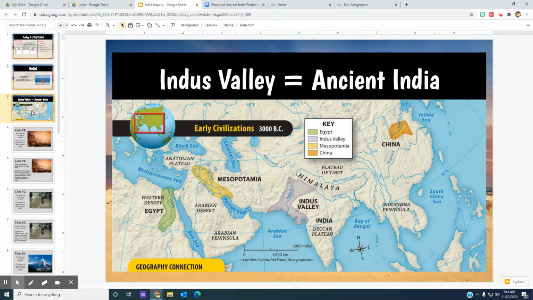We are going to continue learning about India today and finish our chart from yesterday and also take our Egypt test. If you haven't taken your Egypt test yet, I would suggest to pause the video and please take the test. You must have an adult present to take the test.